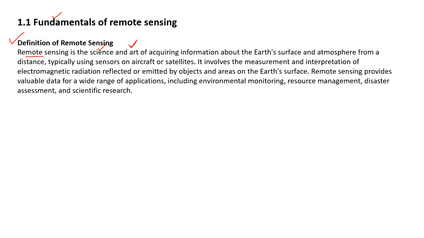And for what? For acquiring the information. Information of what? Information about the Earth's surface and also the atmosphere. There are many important components in the atmosphere, like clouds, dust particles, moisture, and many gases which can be detected by the satellites. A very important aspect is the climatic aspect, that is the precipitation which comes from the clouds. So satellites can help us to understand or acquire the information of the atmosphere as well as the Earth's surface, which is even more important.